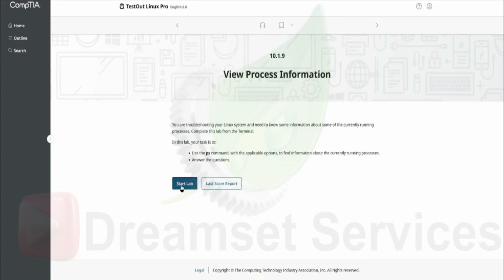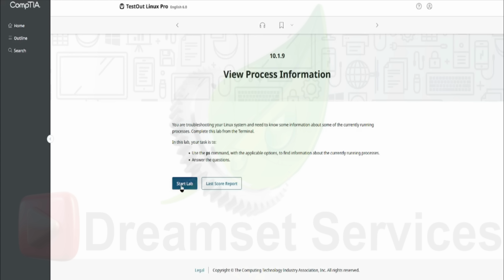So you are troubleshooting your Linux system and need to know some information about some of the currently running processes. Complete this lab from the terminal. In this lab, your task is to use the ps command with the applicable options to find information about the currently running processes, then answer the question. All right, so that is all we need to do in this lab.